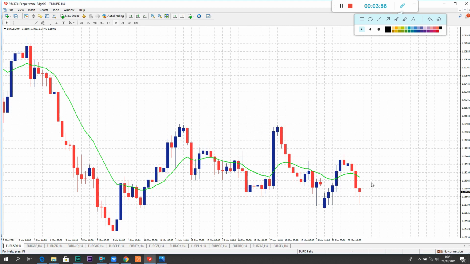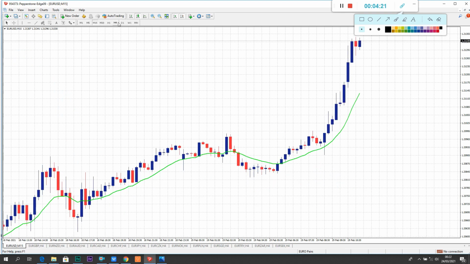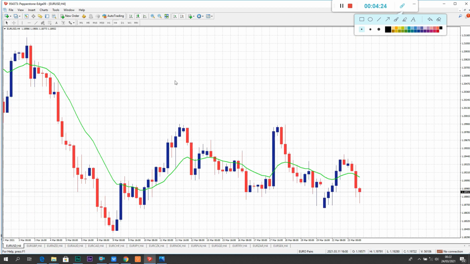We agree that this moving average for period 15 signifies the average price movement of the previous 15 candles. When you look at this icon right up here, it has M1, M5, then W1. M1 stands for 1 minute, M5 stands for 5 minutes, and M15 stands for 15 minutes. You can hover over them.